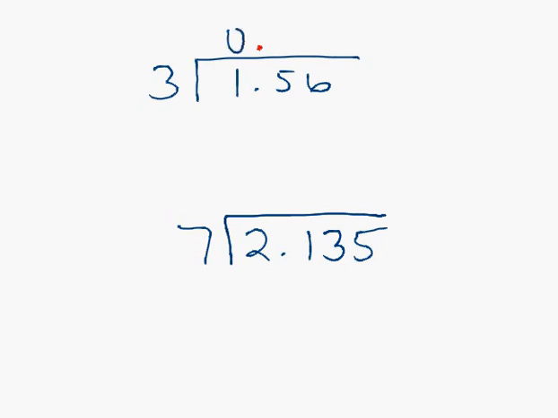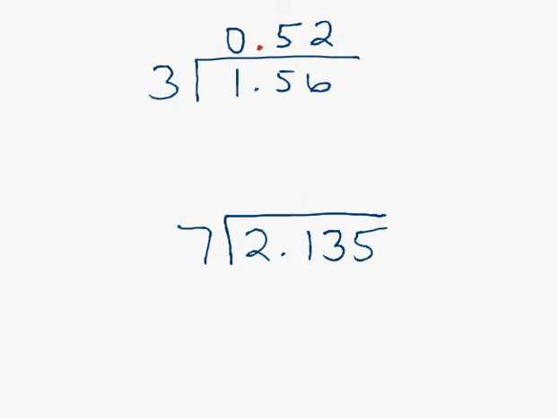3 goes into 1 0 times. So we're going to use that 1 again and say 3 goes into 15 5 times. 3 goes into 6 2 times. So our answer is 0.52.